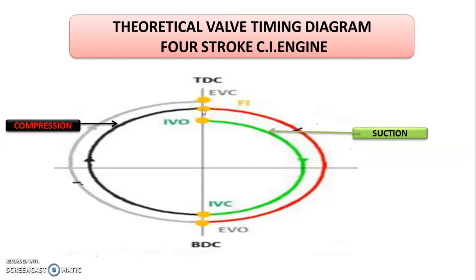And now the fuel injector will start to inject the fuel into the compressed air, due to which ignition will take place and hot gases will be produced. These hot gases force the piston from TDC towards BDC. Now when the piston exactly reaches BDC, the exhaust valve will open and exhaust gases will start to expel out from the cylinder. Whenever the piston exactly reaches TDC, the exhaust valve will close. So this is the theoretical valve timing diagram for a 4-stroke diesel engine.